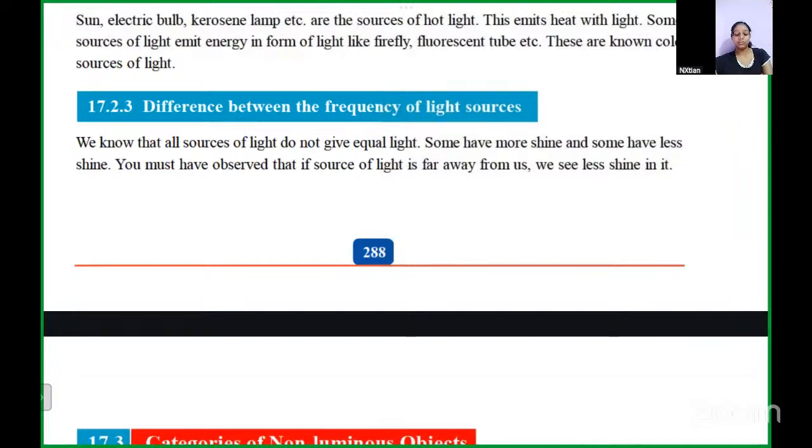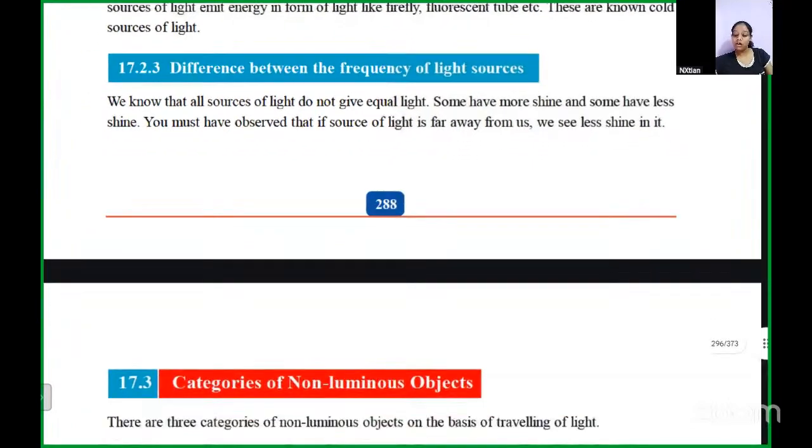Sources of light do not have equal light. Some have more and some have less. Some shine more, some shine less. You must have observed that if a source of light is far away from us, we see less shine in it, because less reflection takes place, we are only able to see less shine of the object which is far away from us. This we talked about.